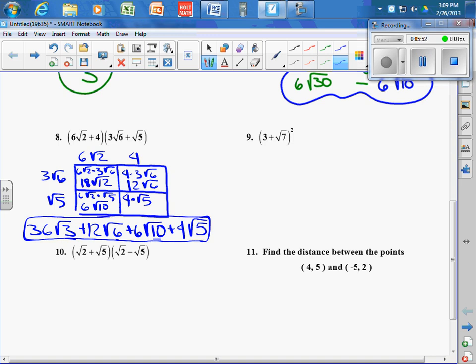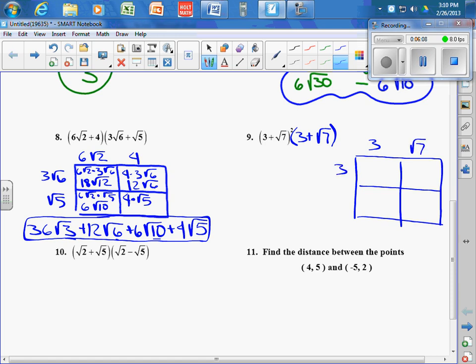3 plus radical 7 squared means 3 plus radical 7 times 3 plus radical 7. This is another window panes. 3 plus radical 7, and then 3 plus radical 7 again. 3 times 3 is 9. I'm going to go ahead and go down to the bottom right. Radical 7 times radical 7 is 7. Up here in the top right, I'm going to have 3 radical 7. In the bottom left, I'm going to have 3 radical 7.